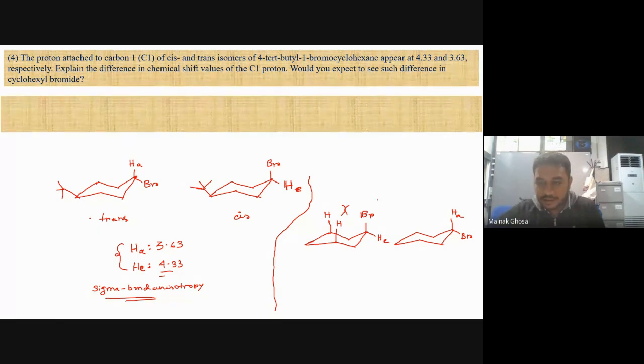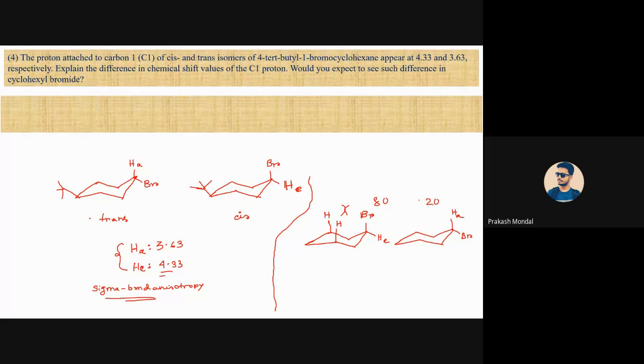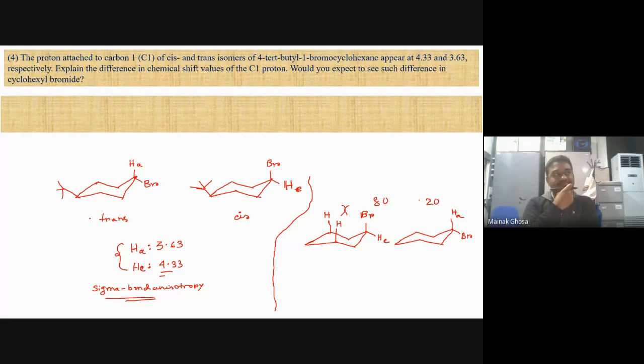So you will see a ratio, suppose 80:20, maybe 90:10, right? Less stable doesn't mean that it doesn't form, but the ratio is very small. So you will see some difference for these 2 hydrogens. There should be some difference if the ratio is 80:20. Okay. Anybody else? Anybody else?